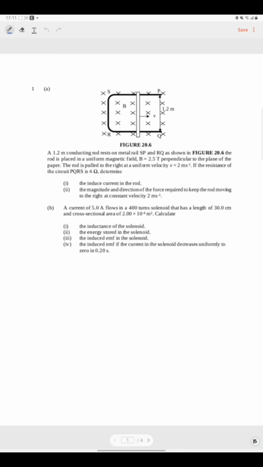Okay, now we are going to proceed to the next question, number 1B2. The question asks us about the energy stored. So we need to calculate the energy stored in the solenoid. To calculate the energy stored, we need to use the formula U equal to half L i square. We have here half, the inductance we have calculated in the previous question.